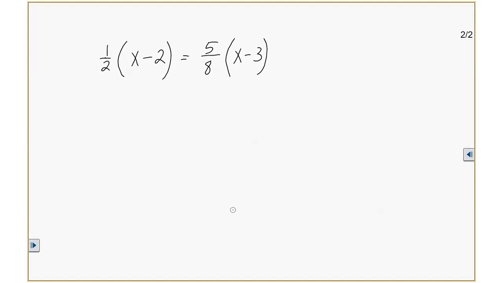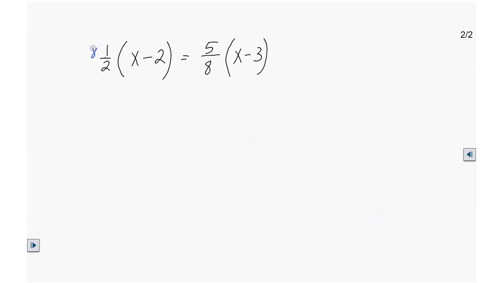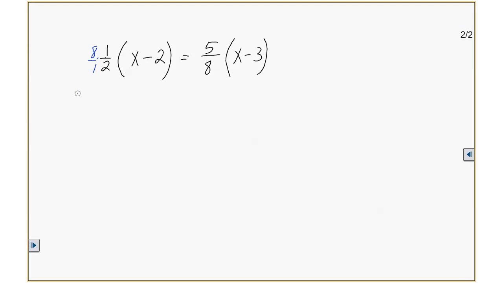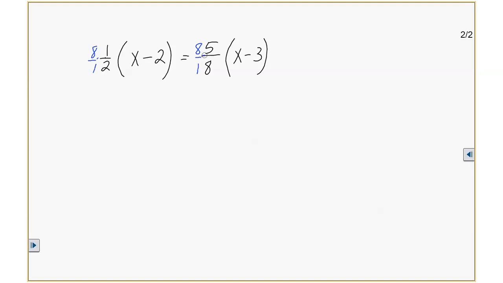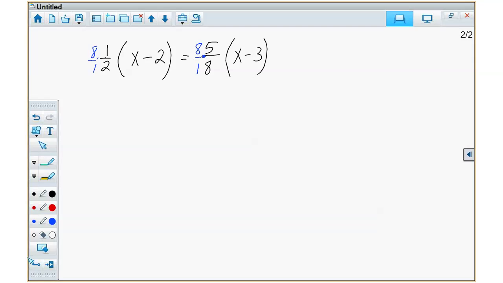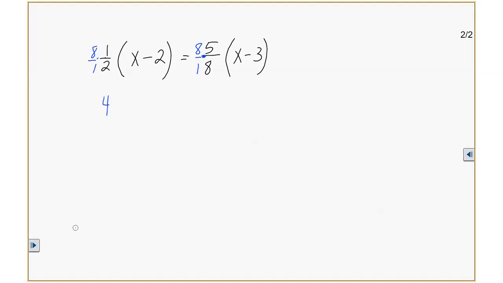So what's the common denominator? 8. 8 over 1. Now I'm going to skip a step here because I don't think you need to rewrite it 2 or 3 times. What's 8 divided by 2? And what's 8 divided by 8? Times 5?